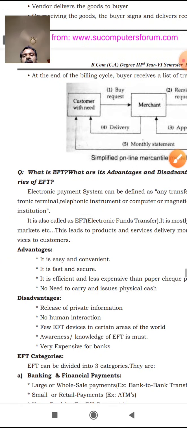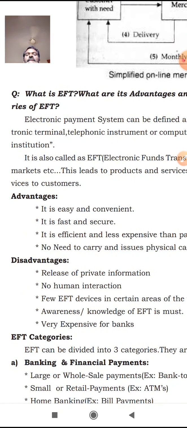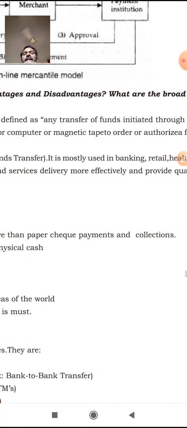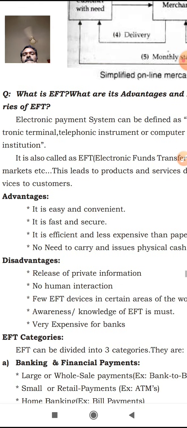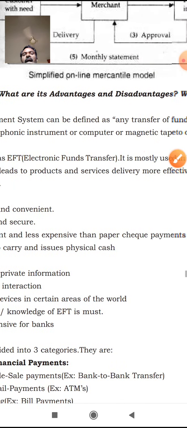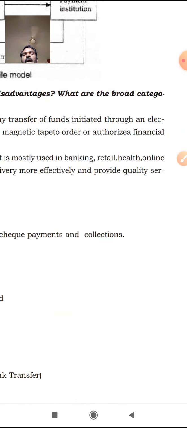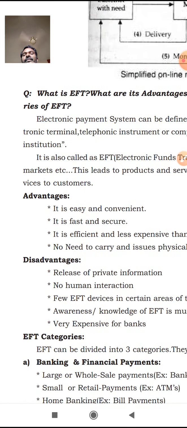So the next topic in Unit 3 of e-commerce is about EFT. This is commonly asked in your examination. What is EFT? What are the advantages and disadvantages of EFT? What are the broad categories of EFT? Complete information about the EFT.